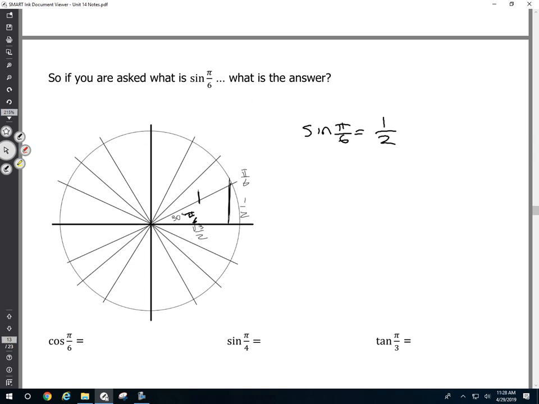Okay? What's the cosine of pi over 6? Cosine is the CAH, adjacent over hypotenuse. If I'm looking at this angle right here, what's the adjacent side to that angle? Square root of 3 over 2. What's the hypotenuse? Still 1. Cosine of pi over 6 is root 3 over 2. Okay. Tell your neighbor what the sine of pi over 4 is.